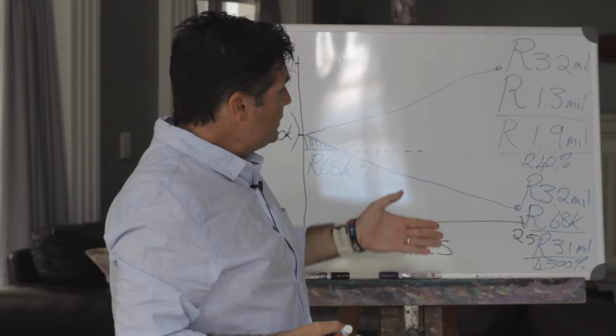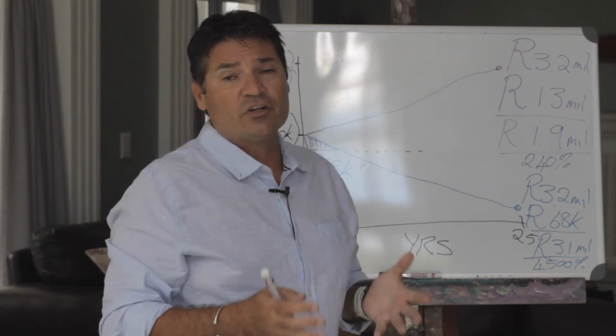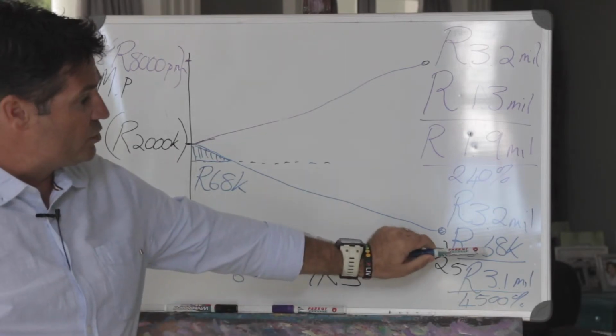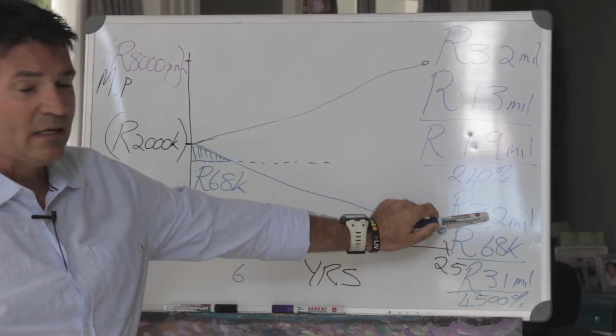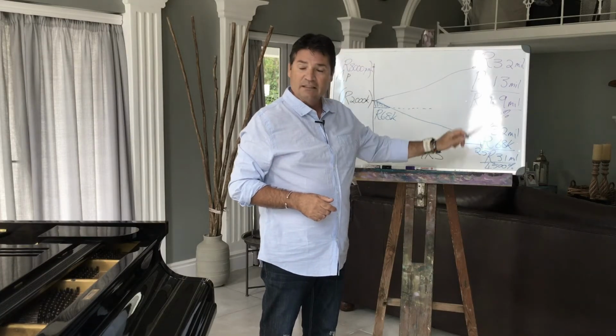So that in a nutshell was how I approached my investment decisions. And I was like, that makes sense to me. It doesn't take rocket science to figure out what costs me only 68,000. I will end up with a value of 3.2 million. My return on investment is much better.